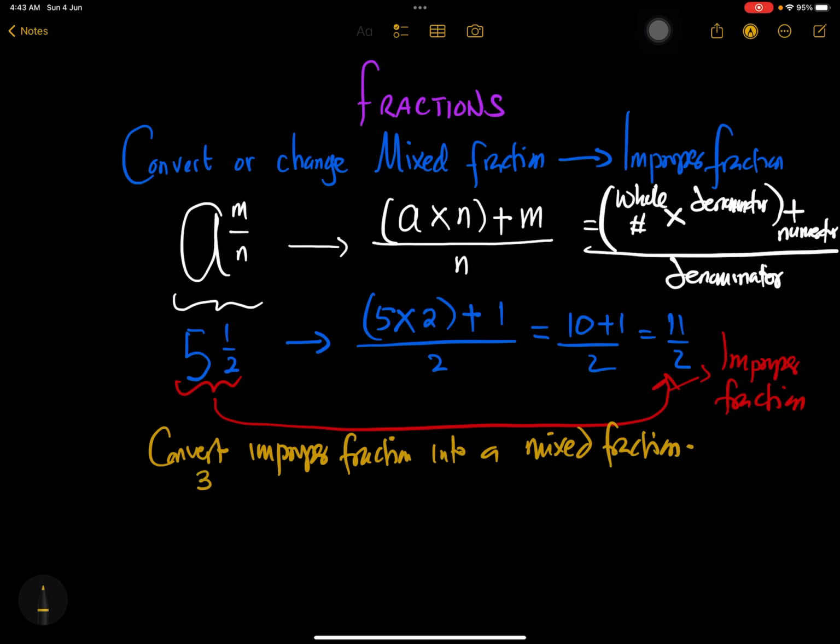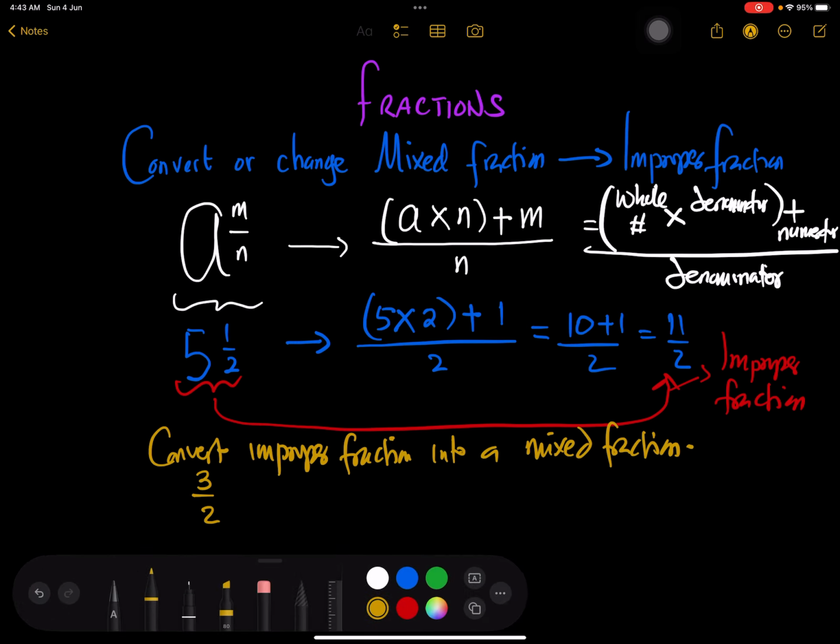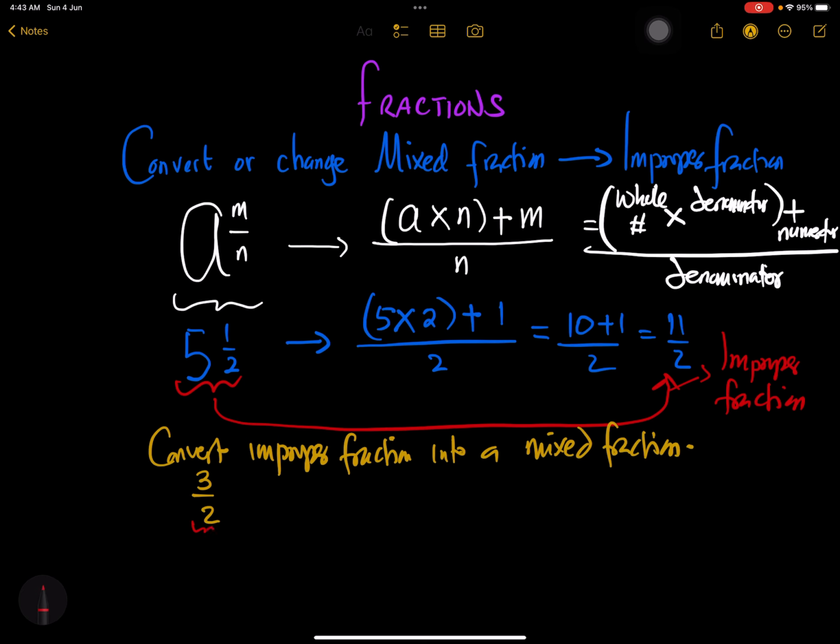We took the example 3 over 2. What we can do is look at the denominator, this number here. And then we ask, how many times do you think 2 can go into 3? How many times can 2 go into 3? It can only do that once. Because if we say 2 goes into 3 two times, then that's 4, and 4 is more than 3. But 2 can go into 3 only once. So that 1 becomes the whole number.